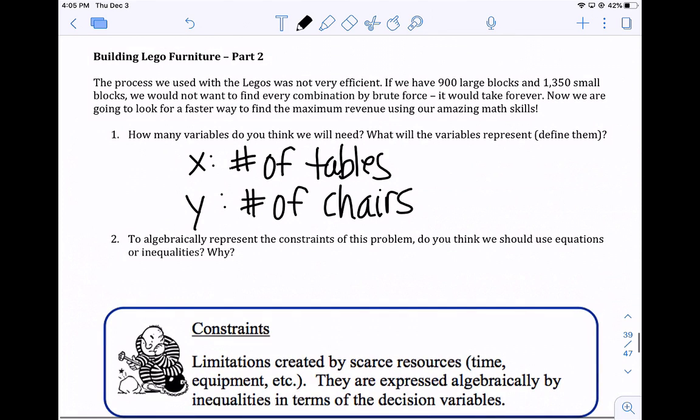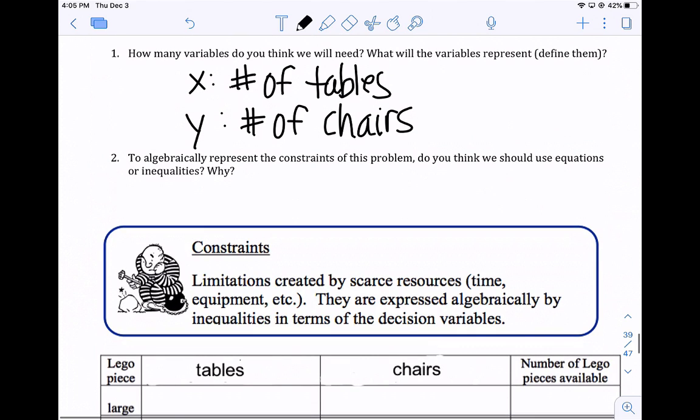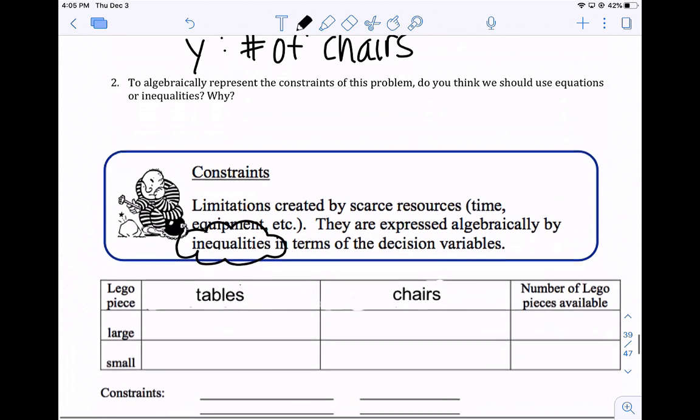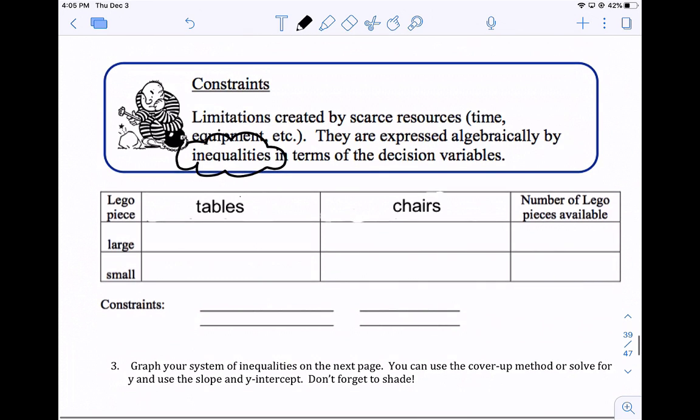To algebraically represent the constraints of the problems, do you think we should use equations or inequalities? And how come? The definition of constraints: they're limitations caused by scarce resources, time, equipment, amount of Legos, and so on. And they are expressed algebraically by inequalities. So for the constraints, we're going to use inequalities because we don't have to use all the pieces. We can use all of them, but we don't have to.